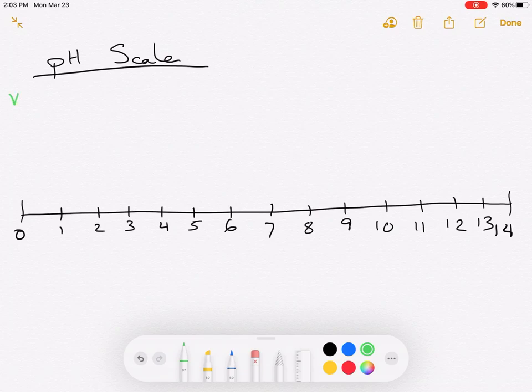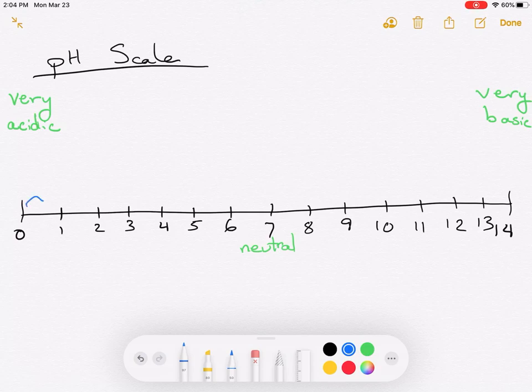Now, if I'm looking at this scale, on this left side, this is going to be very acidic over here. Anything that's a small pH is very acidic. Anything with a very large pH, so over on the 14 side, is very basic. So let's go through it. Oh, and then right here in the middle, this is neutral.